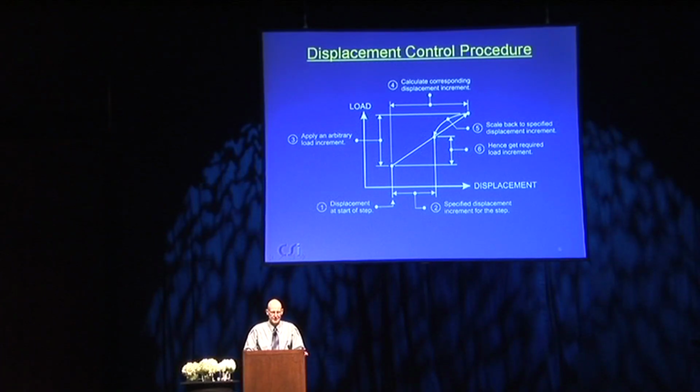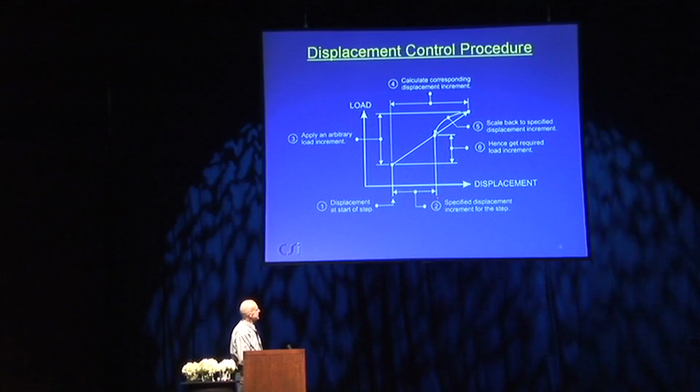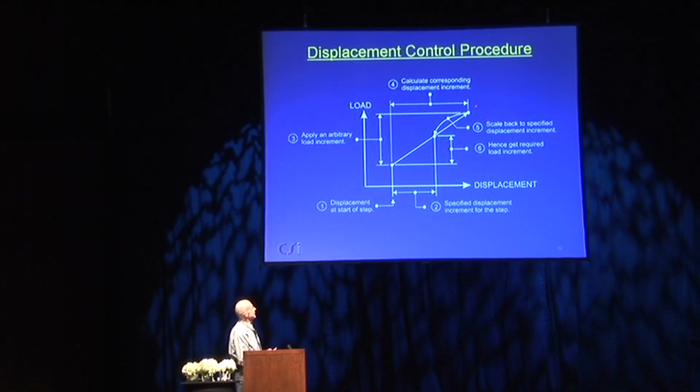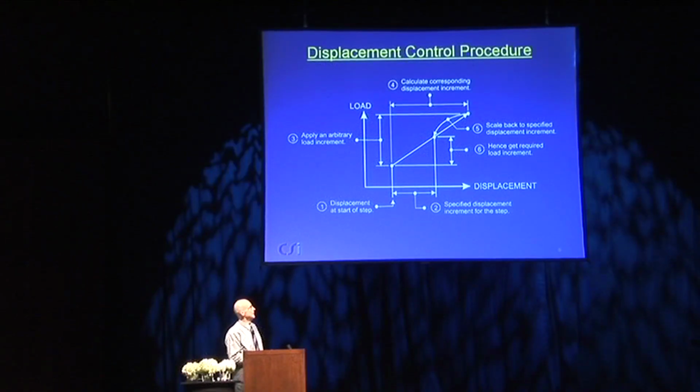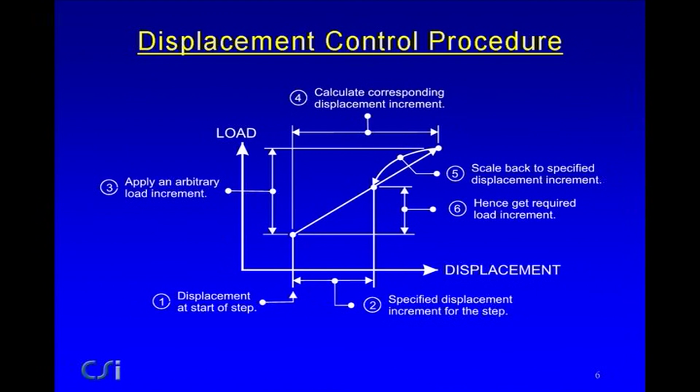And it's very simple. The way it's done is this. Step one, you start here at the beginning of the step. Step two, you have the specified displacement increment that you want for the step. Step three, you just choose any arbitrary load increment. It doesn't matter what it is, and you apply that load increment, and you do a linear analysis, and you calculate this much displacement increment. You say, well, that's, in this case, more than I want. I'm just going to scale the load increment back to this point, and this is the load increment that was required to produce this displacement increment. So you apply an arbitrary load increment, and you do one relatively simple operation to scale it back to get the displacement you want.